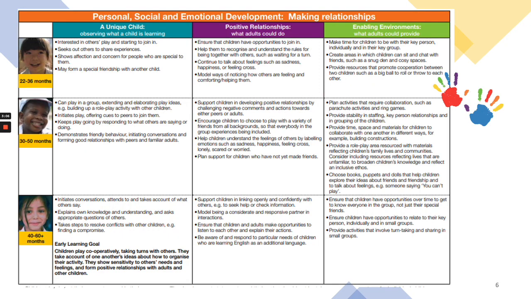Within each of these learning strands there are different age brackets that range from birth to 40 to 60 months. As the age bracket increases, so does the expectation from the child within that area. For example, at 22 to 36 months in PSED, a child should be beginning to form a friendship with another child, yet by 40 to 60 months we would expect that child to have learnt the skills to maintain the friendship by resolving conflicts and finding compromises.